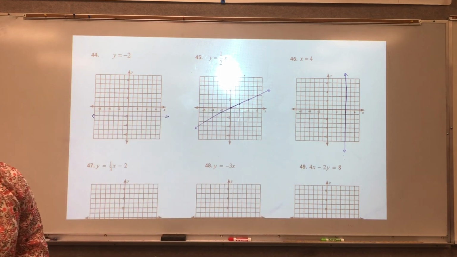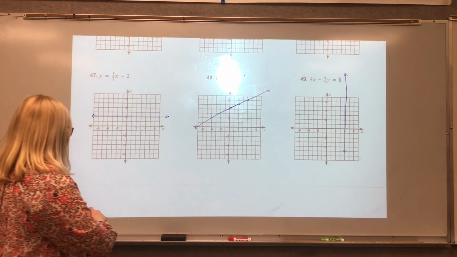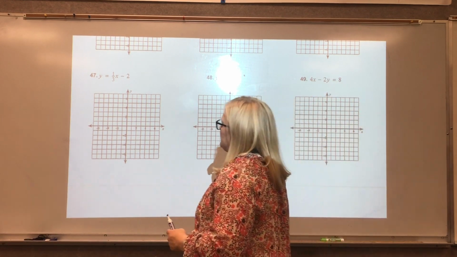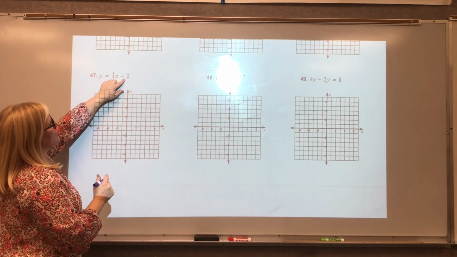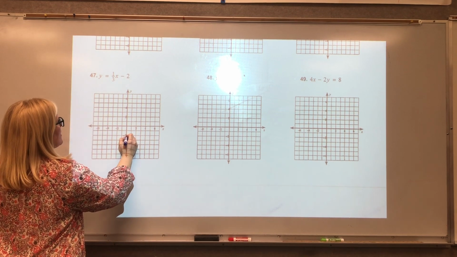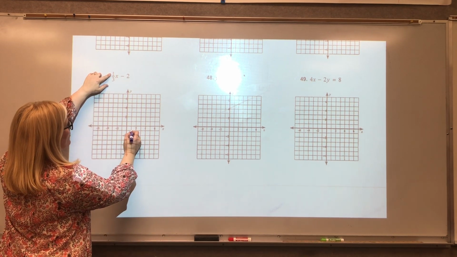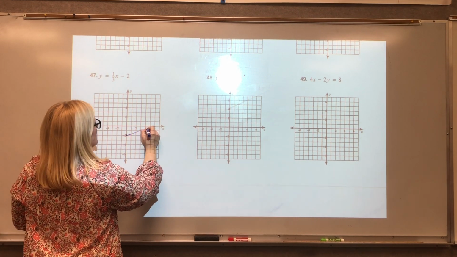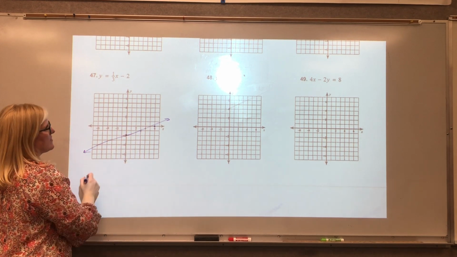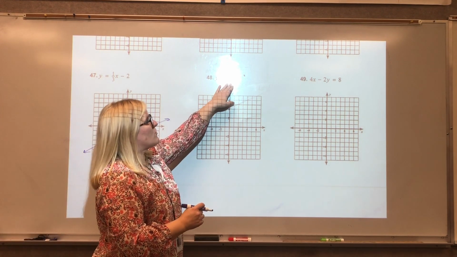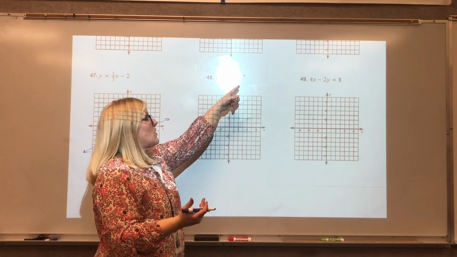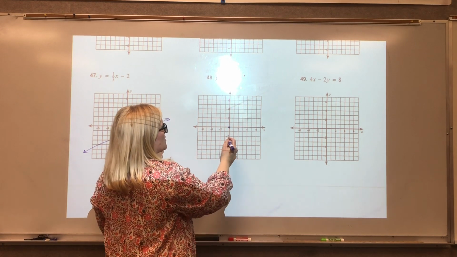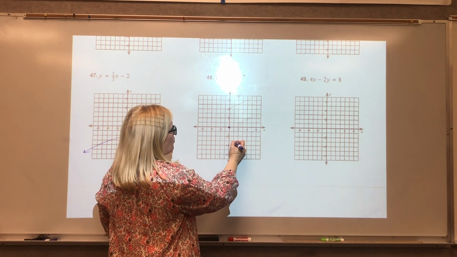Okay, finally, these last couple right here. This one has negative 2 for my y-intercept. And then I'm going to go up 1 over 3. 1, 2, 3, 1 over 3. This one's not quite as steep as some of the others. Okay, y equals negative 3x. My y-intercept is 0 because there's nothing there. My slope is negative 3 over 1. So I'm going to go down 3, 1, 2, 3, and over 1.